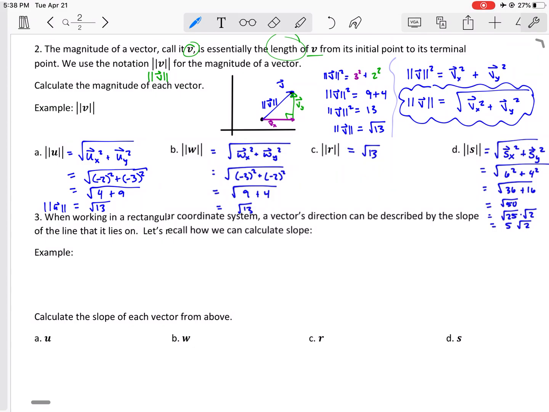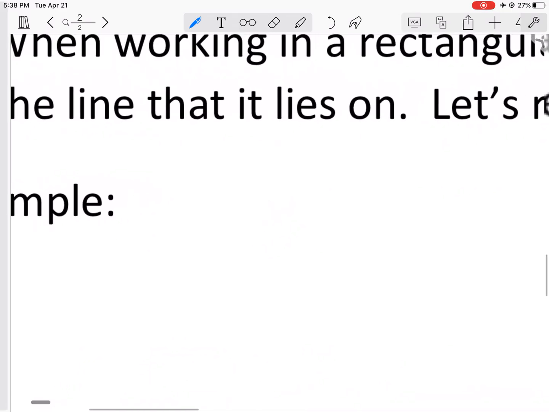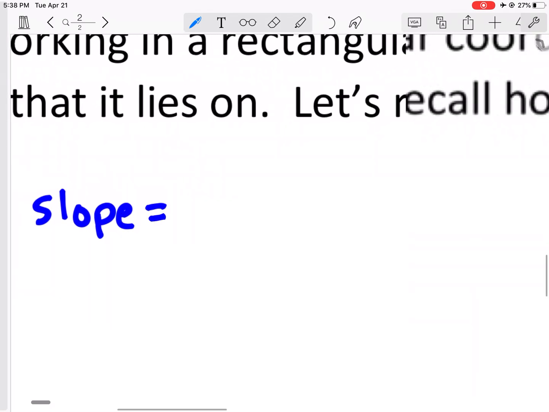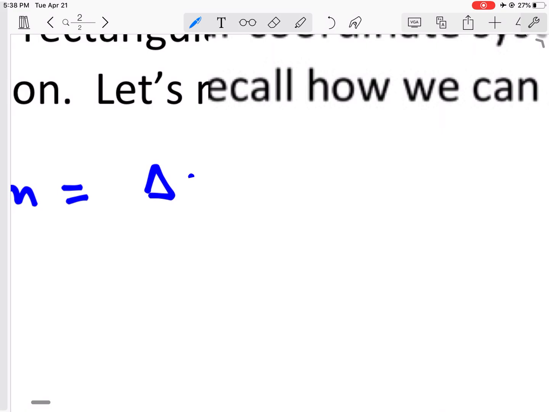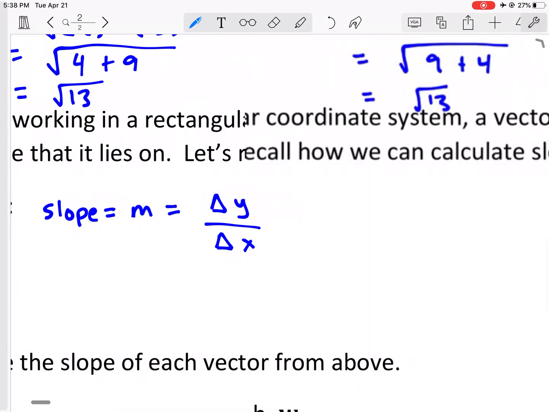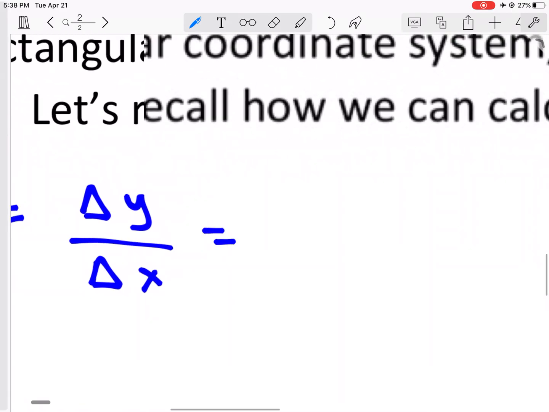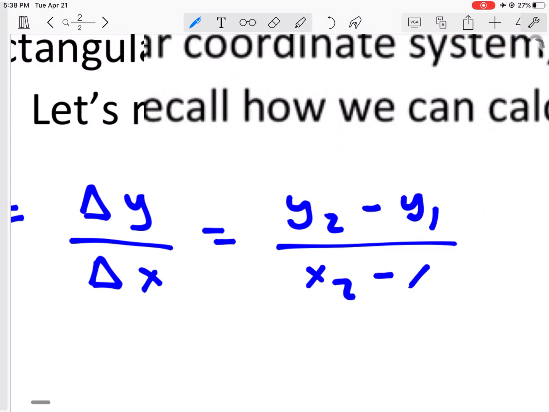All right, when working in rectangular coordinate system, a vector's direction can be described by the slope of the line that it lies on. So let's recall how we can calculate slope. Slope, something we learned way back in middle school. We use the letter m to describe slope. Slope is just equal to the change in y values over the change in x values, which is y2 minus y1 over x2 minus x1.